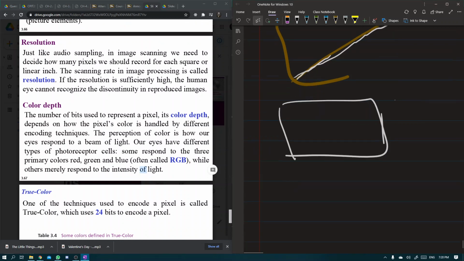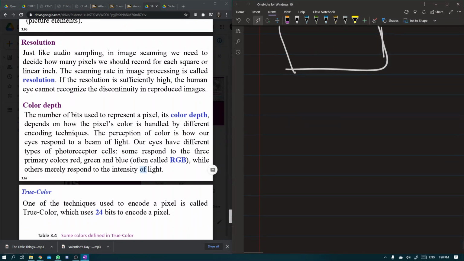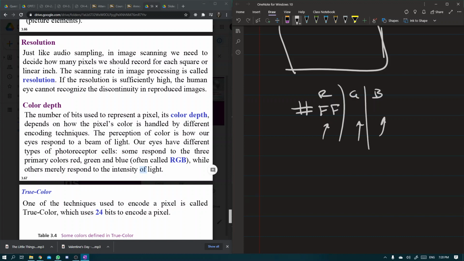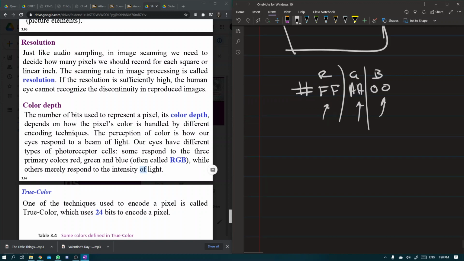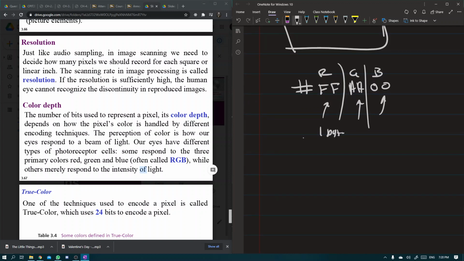Now the color depth. There are two types of colors. Usually you store colors as hexadecimal RGB. So there's a byte for red, a byte for green, a byte for blue. Say this is AA, this is 00. So this is 1 byte. I said bit before, but byte. So 2 hexadecimal digits is 1 byte. As I said in the beginning, hexadecimal is just an abstraction for bytes. It makes it easier to work with bytes.